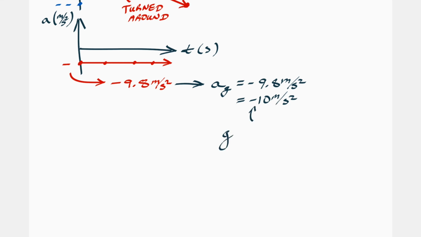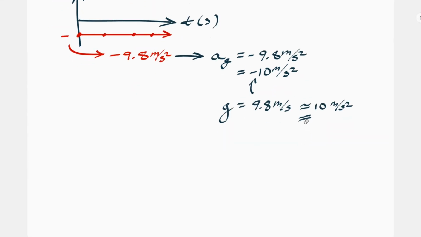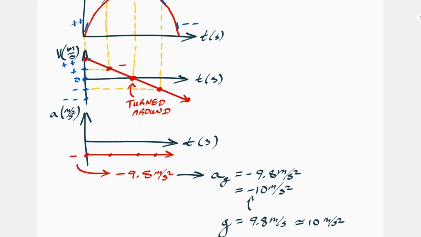So if you just want g, which is really the acceleration due to gravity without any direction necessarily attached to it, g is that 10 meters per second squared, or I should say 9.8, right? I'm going to say 9.8 meters per second squared, about 10 meters per second squared. All right, that's the squiggly line, equal sign, right? It's about. Okay.